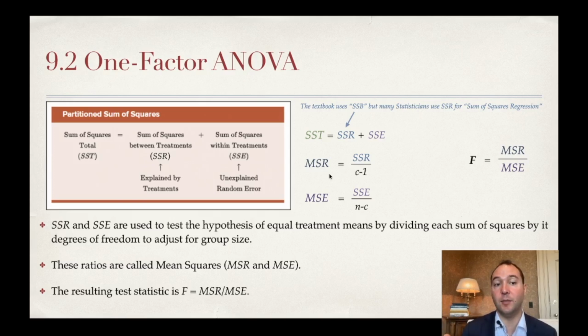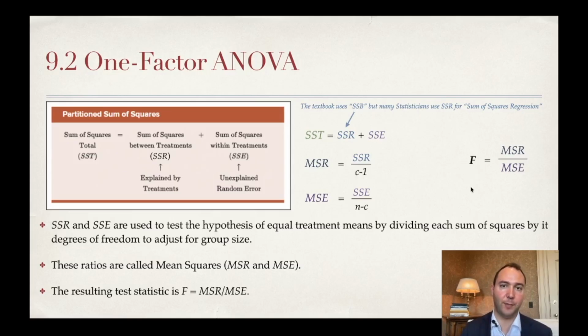If we're looking at the sum of squares between groups, then we need to consider, well, how many groups are there? This gives us a calculation called MSR, the mean square regression, and the MSE, mean squared error. Okay, so SSE is divided by n minus c. N is our total sample size. C is how many groups we have. Okay, so if we combine these two, MSR over MSE, we get our F statistic.